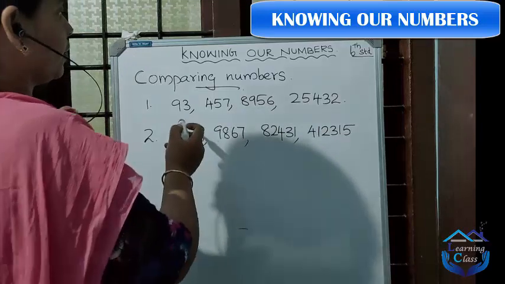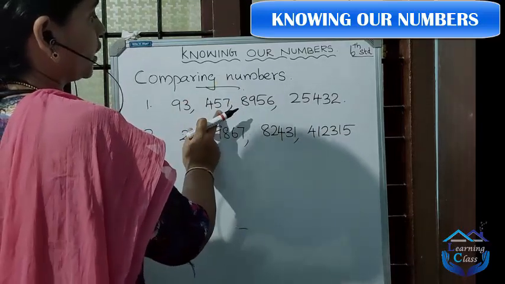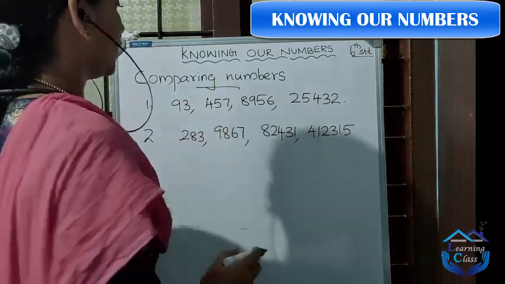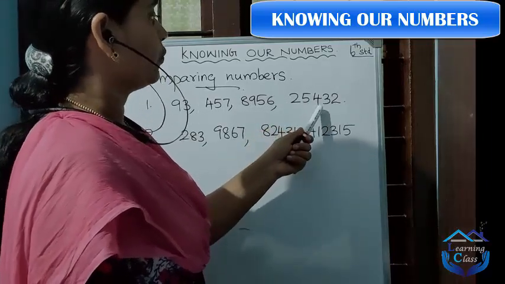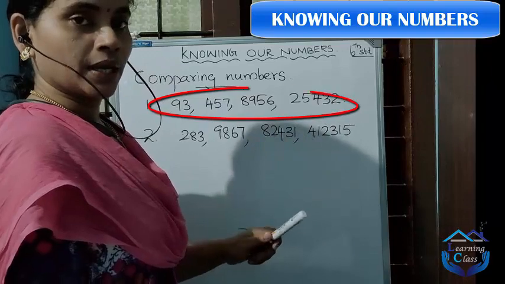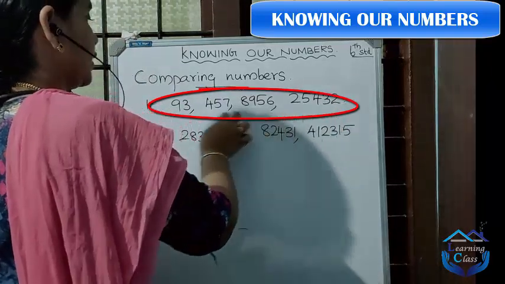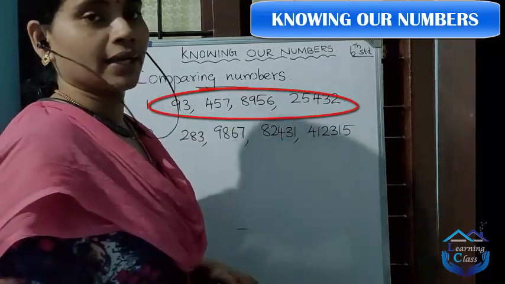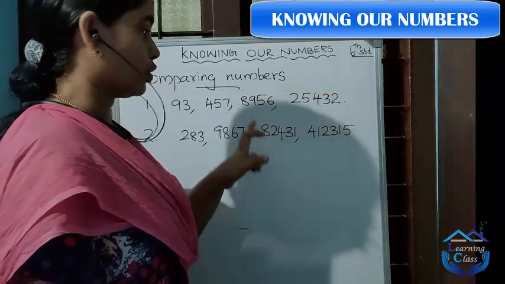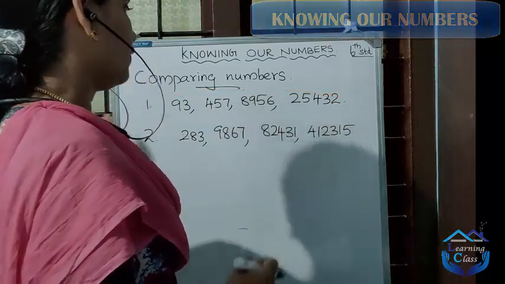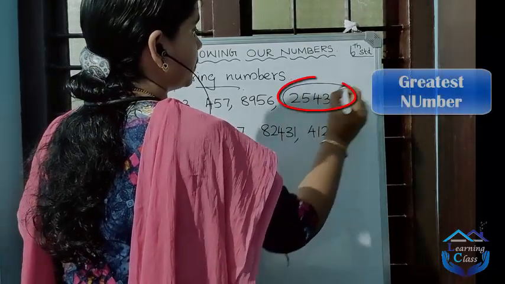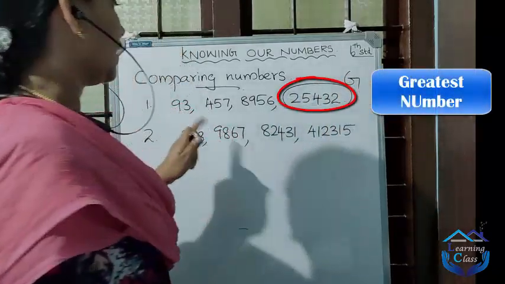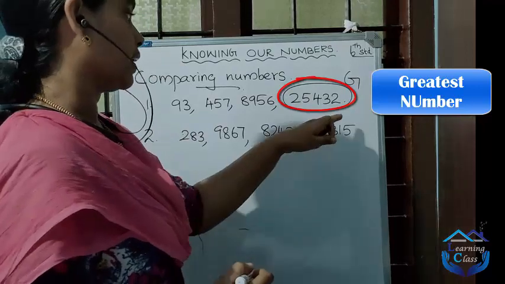Here we have given 93,457, 8,956, 25,432. Clear? In this set of numbers, which is the greatest one? We can easily identify this is the greatest number.